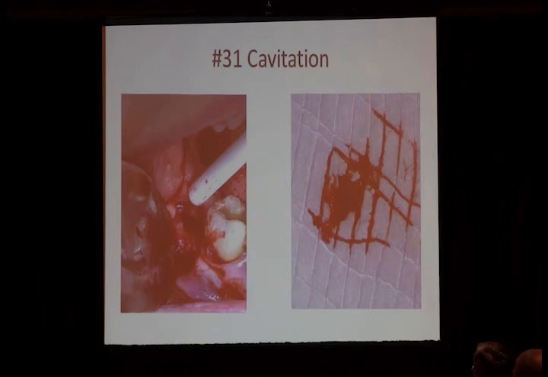This is the cavitation that was cleaned up on the bone biopsy here. Then we send it into the oral pathologist.